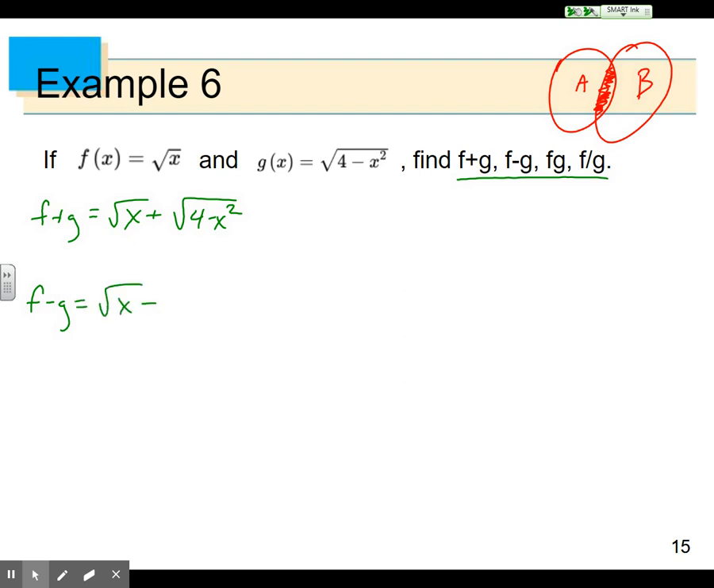Whenever I subtract them, I'm just going to throw a minus sign between them. I can't combine them. F times g, that one will go a little bit further. Since I'm multiplying and they're both inside a radical, I can distribute that and just get the square root of 4x minus x cubed. That does work. If you have a question during an assessment whether that works or not, come back and ask me. Say, hey, does this go further? I'm like, yep, sure does.